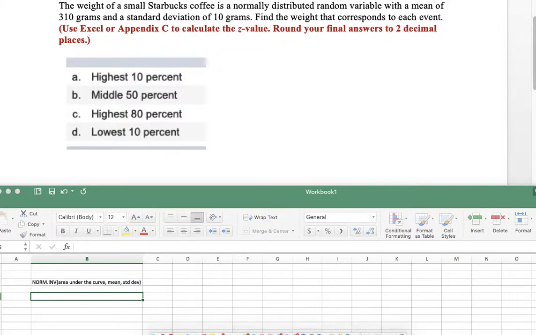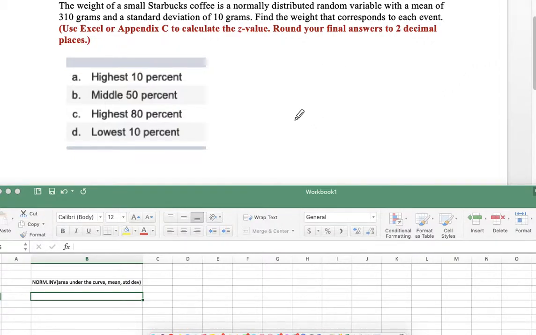Here we're given this question: the weight of a small Starbucks coffee is a normally distributed random variable with a mean of 310 grams and a standard deviation of 10 grams. Find the weight that corresponds to each event. We are going to use Excel, and we need to round to 2 decimal places. First, we have to find the weight that corresponds to the highest 10%. Let's take a look at that.